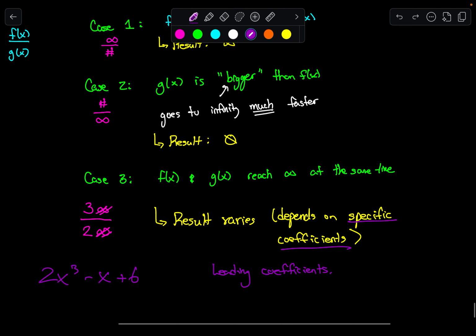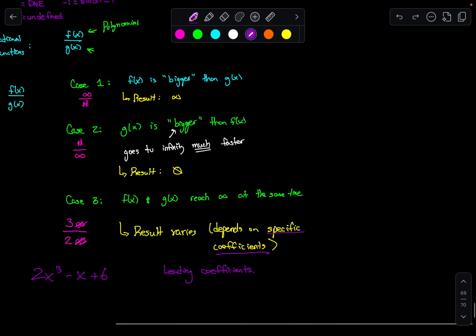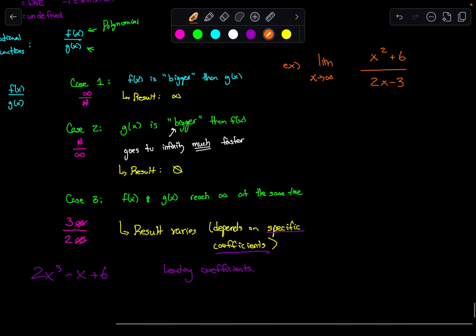And so I'm going to give a case of each one of these. So I'll zoom out a little bit to give me some writing space. So here we go. Example 1 for case 1 would be something like: evaluate the limit as x approaches infinity of x squared plus 6 over 2x minus 3.